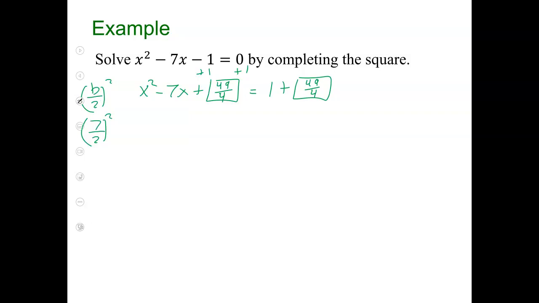Next. We'll add those in a moment. Quantity squared. Now we can add 1 and 49 over 4. Which gives me what? 53 over 4.